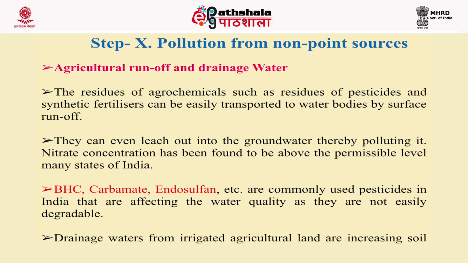BHC, carbamate, endosulfan, etc. are most commonly used pesticides in India that are affecting the water quality as they are not easily degradable. Drainage waters from irrigated agricultural lands are increasing soil salinity in India.